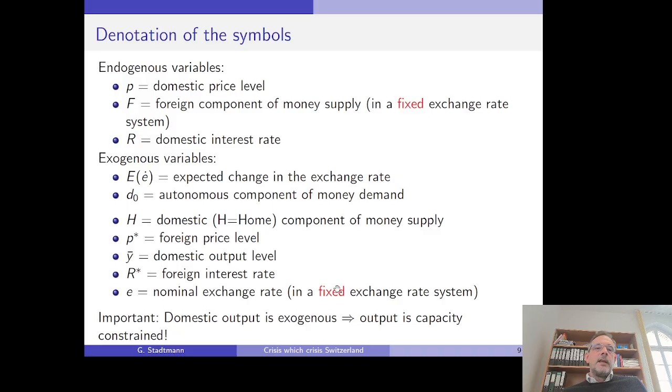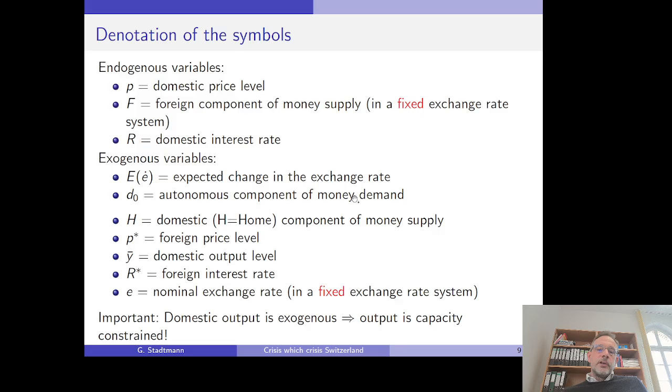I just added the expected change in the exchange rate in this equation so that we have a complete UIP condition. It's important to highlight what is endogenous and what is exogenous. We have 3 equations, so we can solve for 3 endogenous variables. Endogenous are the domestic price level and the foreign component of money supply, because we are looking at a fixed exchange rate system. When the central bank intervenes, the foreign component of money supply will change. And the domestic interest rate is also endogenous.